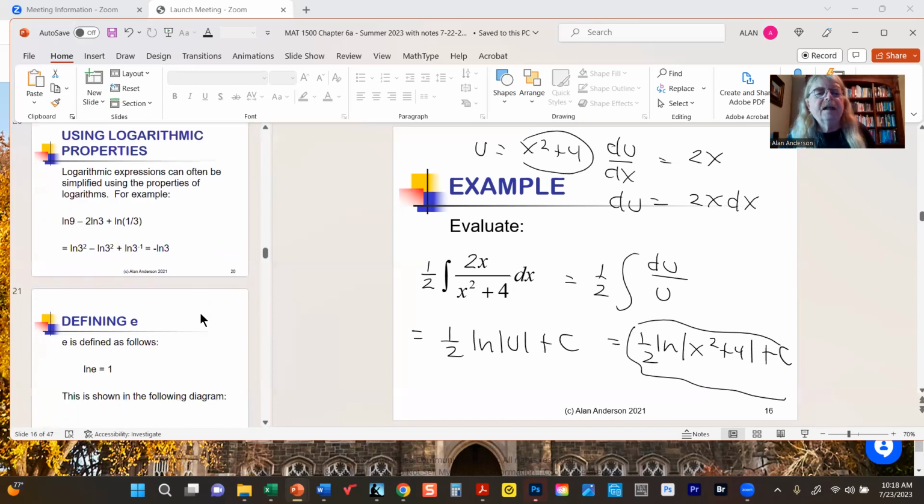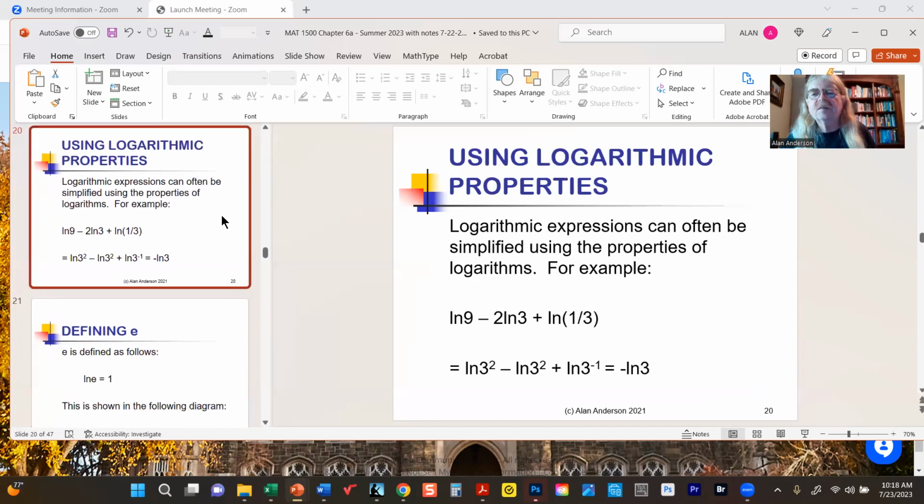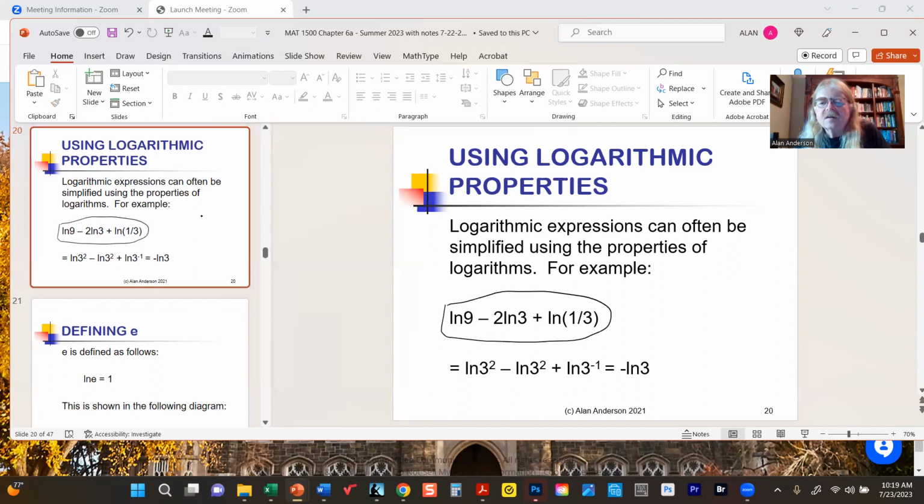All right, and again, just reminding ourselves about logarithmic properties. It's often easiest to consolidate or simplify expressions using logs. Here's an example of something that looks like a nightmare, but in reality, it's not that difficult to combine these terms because all of these are powers of 3. For example, 9 is simply 3 squared. And then here, this can be rewritten as negative log 3 squared.